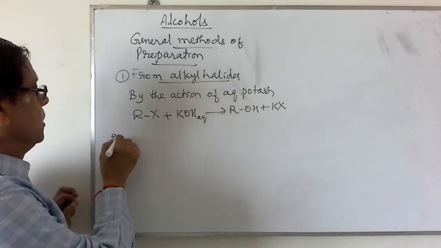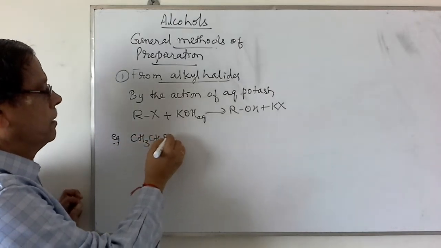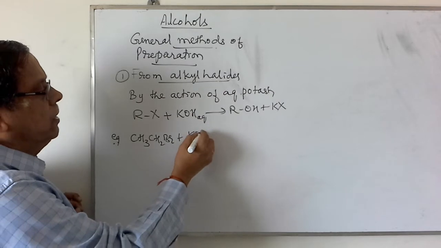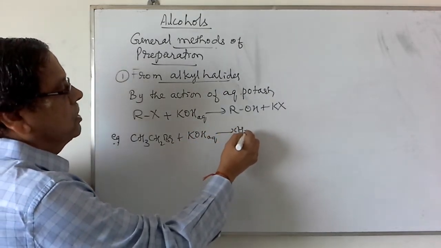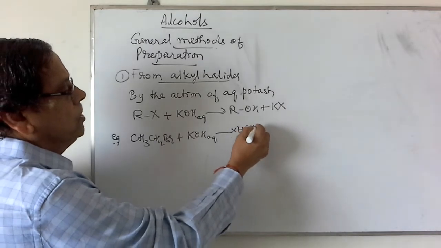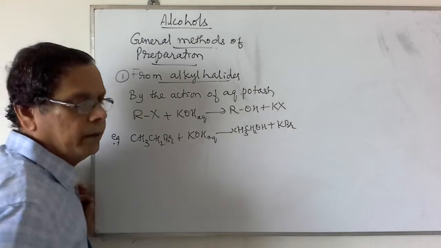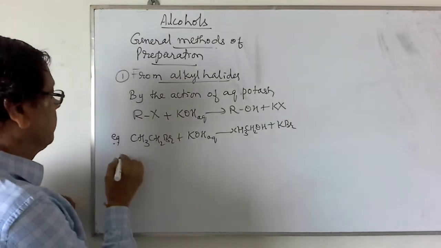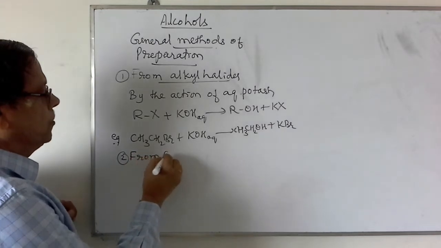For example, if you consider ethyl bromide, CH3CH2Br, when you treat this with potassium hydroxide in aqueous medium, it will give rise to CH3CH2OH along with potassium bromide. Then coming to the second method, from carbonyl compounds.